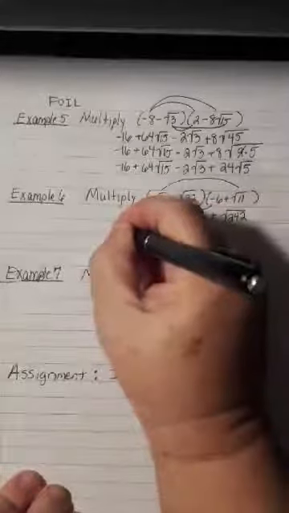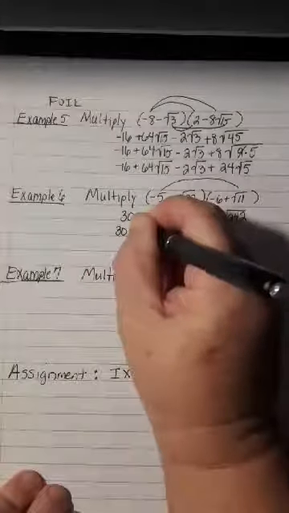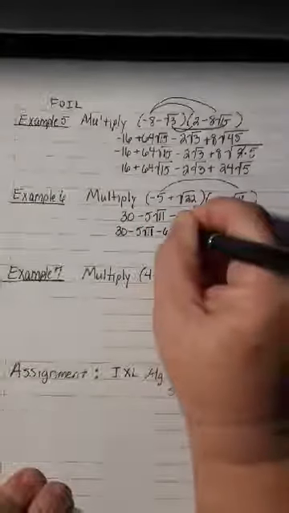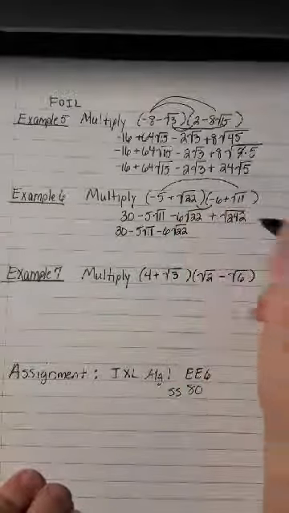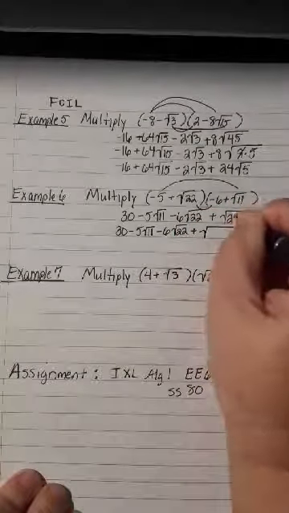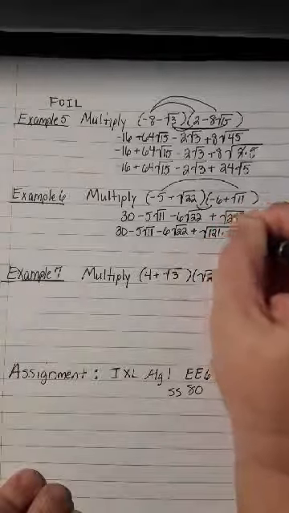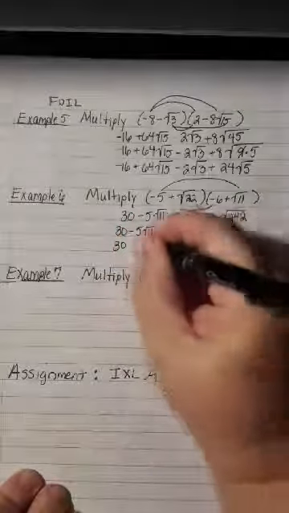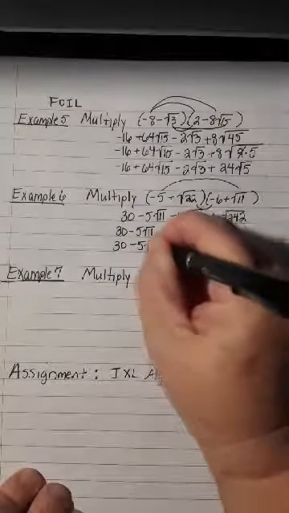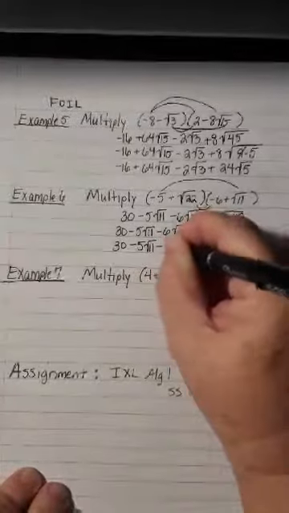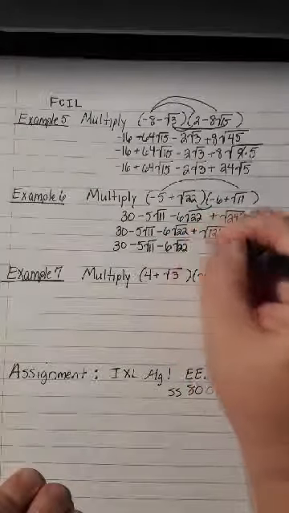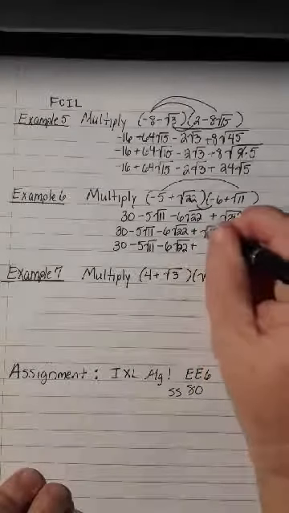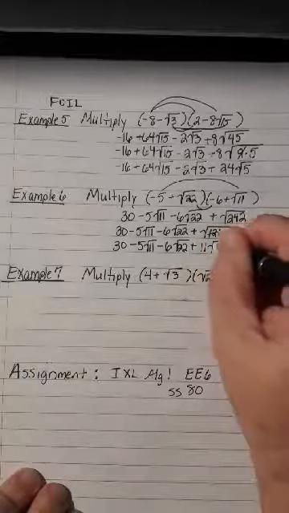So the rest of these I'm going to rewrite. 30 minus 5 on the square root of 11 minus 6 on the square root of 22 plus, and then I'm going to factor 242 as 121 times 2. And then all you've got left to do is to simplify the square root of 121, which comes out as 11 on the square root of 2.